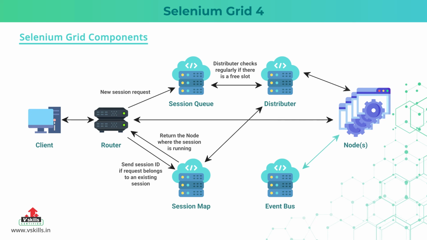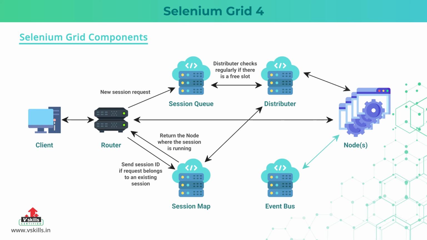5. New session queue. The new session queue holds all the new session requests in a FIFO order. It has configurable parameters for setting the request timeout and request retry interval. The router adds the new session request to the new session queue and waits for the response. The new session queue regularly checks if any request in the queue has timed out. If so, the request is rejected and removed immediately. The distributor regularly checks if a slot is available. If so, the distributor requests the new session queue for the first matching request.